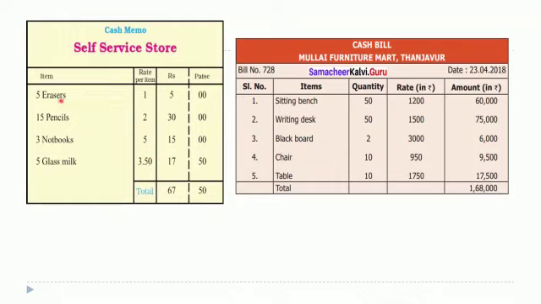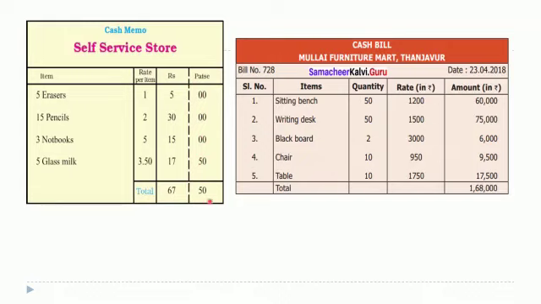Now here 3 notebooks cost. Looking at this, you should understand this is the cost of 1 notebook, this is the cost of 3 notebooks. Now here 5 glasses of milk is 17 rupees and 50 paise. And at the end the total is done. You have to add paise first and then rupees.